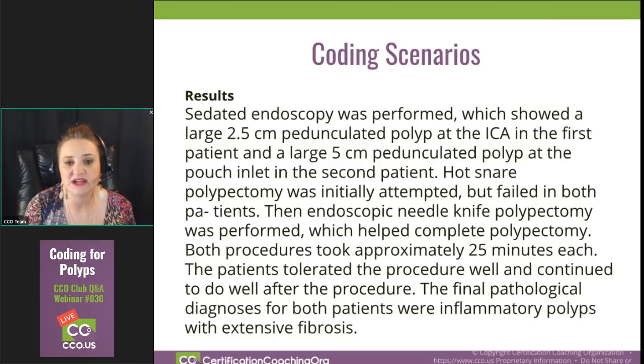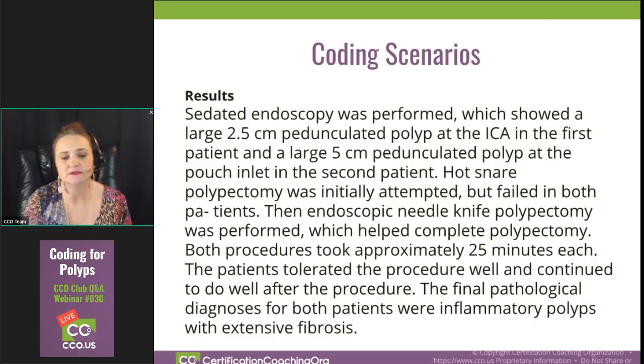millimeter, pedunculated polyp. Now we know what that means, at the ICA in the first patient and a large 5-centimeter pedunculated polyp at the pouch inlet in the second patient. Hot snare polypectomy was initially attempted but failed in both patients, meaning they couldn't get all the tissue. Then an endoscopic needle knife polypectomy was performed, which helped complete the polypectomy.